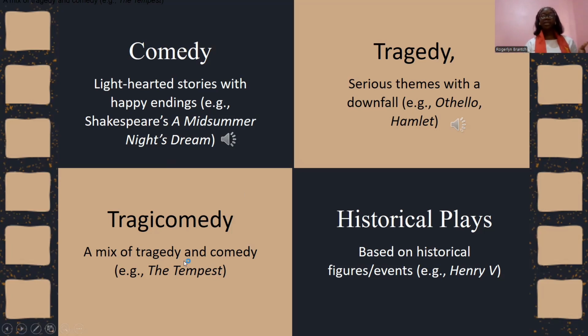Now we have tragic comedy. It's a mix of tragedy and comedy. For example, The Trumpets. This is whereby tragedy and comedy come together. It's funny, but it's still sad because something happens. Then we have historical plays, which are based on historical figures or events. For example, we have Henry V.